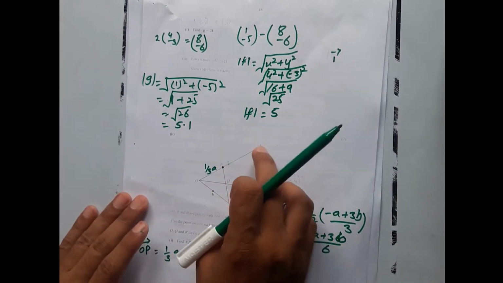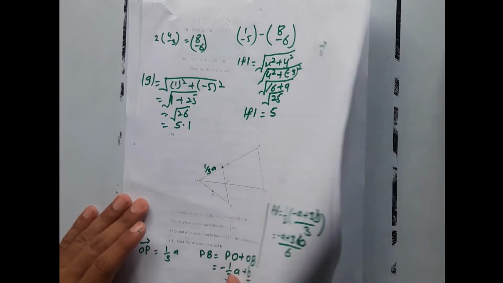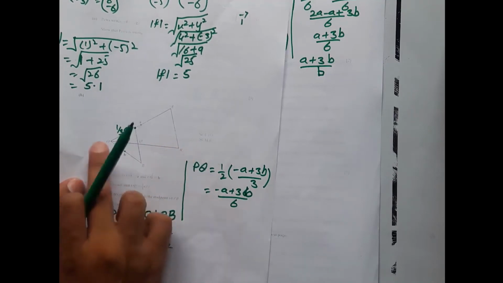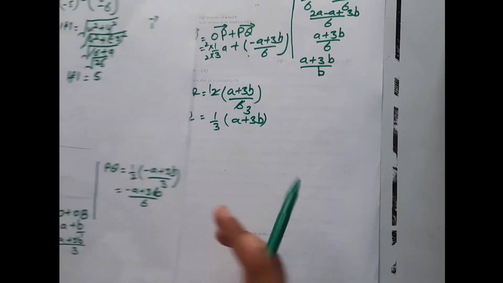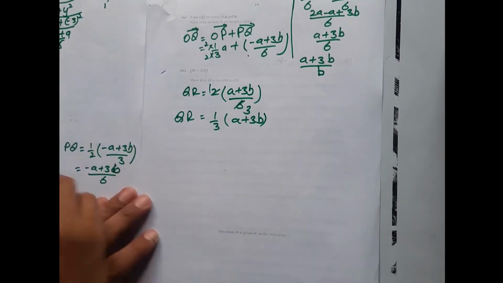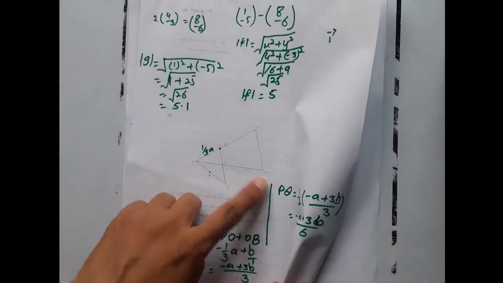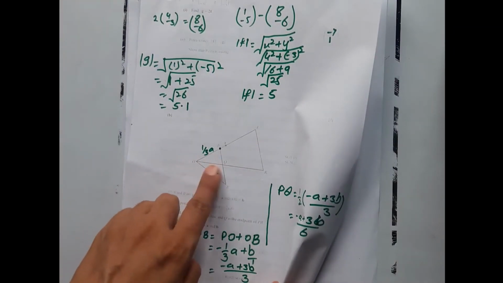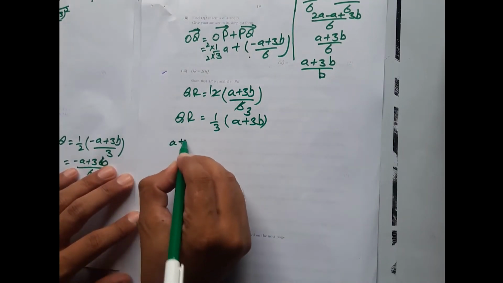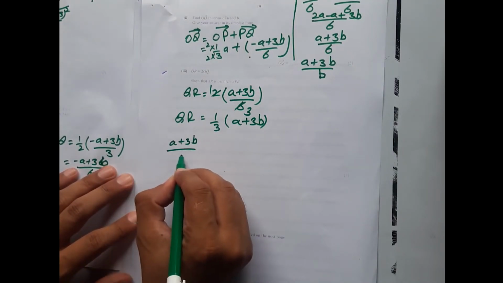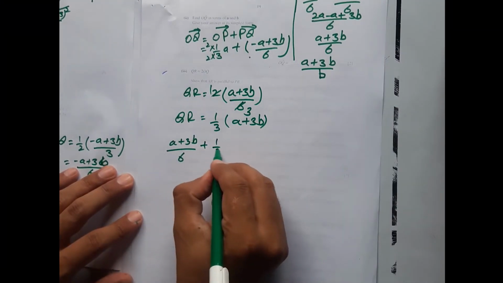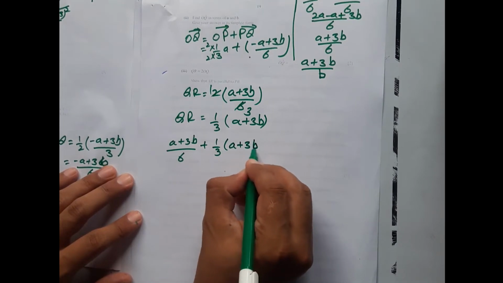For AR we will find AO plus OR. We don't have OR. We have OQ and QR. We will add them. First we have to add them to find OR. This will be equal to OQ plus QR. So OQ plus QR is a plus 3b over 6 plus 1 over 3 into a plus 3b.